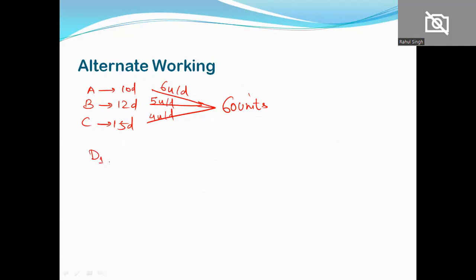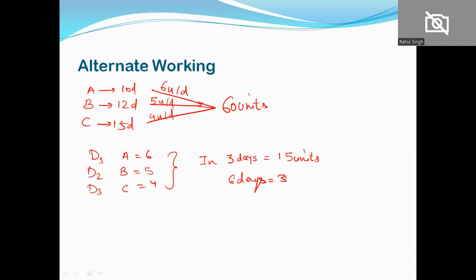Now we know that day one started, A came, he put up 6 units. Day 2 started, B came, he put up 5 units of work. Day 3 came, and on day 3 C came, and he put up 4 units of work. So in 3 days, 15 units of work done. In 6 days, 30 units of work done. In 9 days, 45 units of work done.